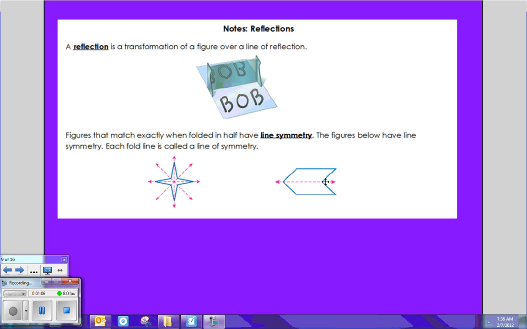This figure here only has 1 line of symmetry going through the middle. If we fold this down, it would match exactly. The corners would match exactly. We could not cut it through the middle this way because when you folded this corner over here, it would end up somewhere along the outer edge over there. So it only has 1 line of symmetry horizontally through the middle.